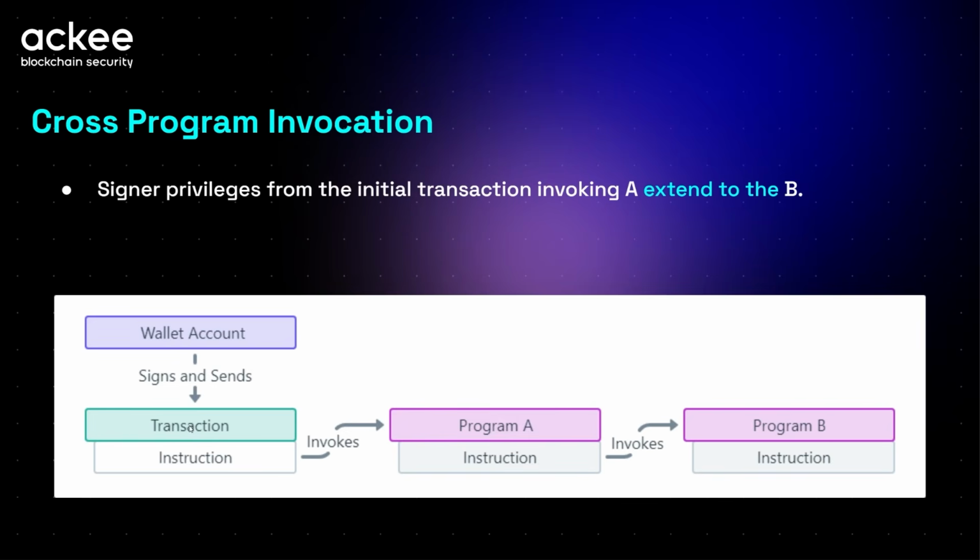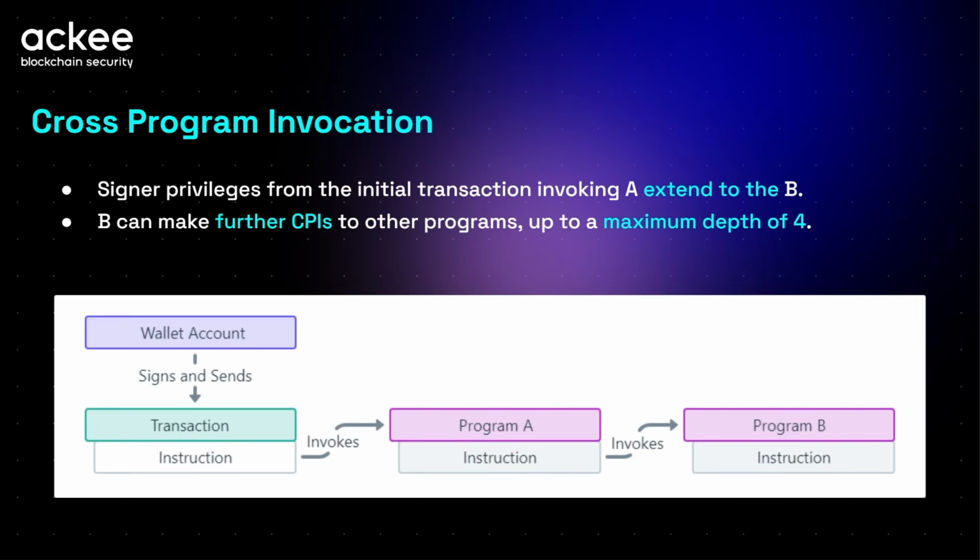The signature that signed, or the private key that signed the transaction, is actually extended to the program B. So if you check in the program B whether the user signed the transaction, then yes, this flag will be true. The program B can additionally create a cross-program invocation, or CPI, to other programs, up to a maximum depth of 4.